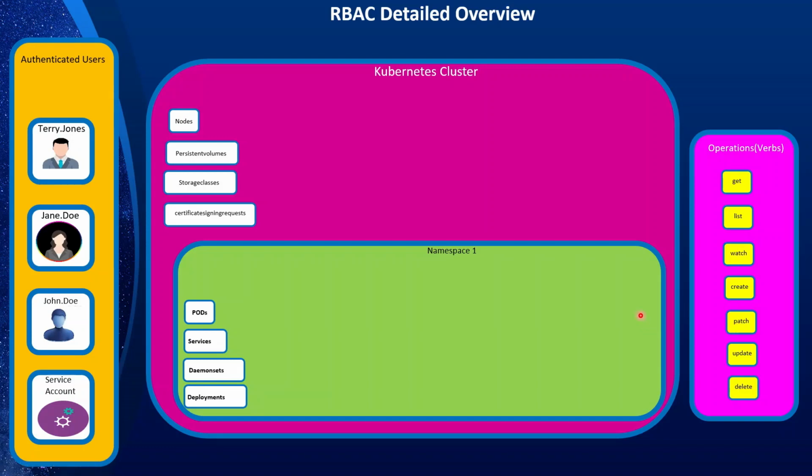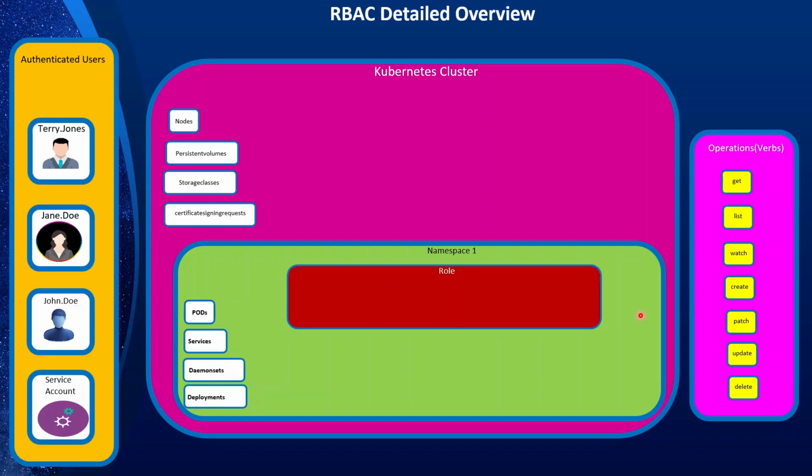So in order to actually make this happen, I'm going to show you pictorially how things are done, and then when we go to the demo, we'll actually look at the code and see how we can create these objects. So there are two kinds of roles. What we call Role, and the other one is ClusterRole.